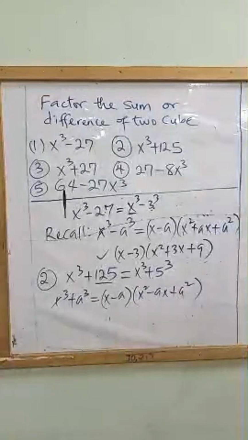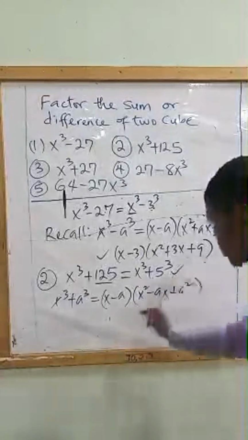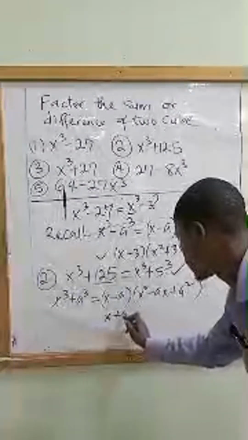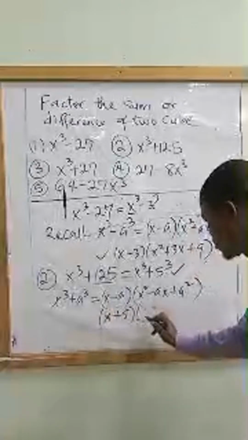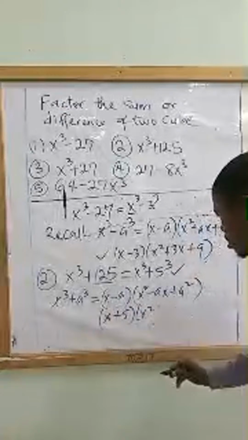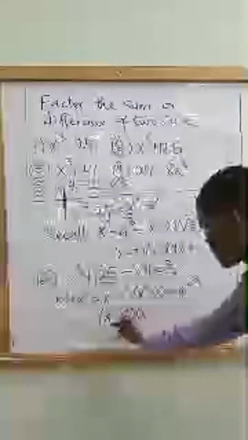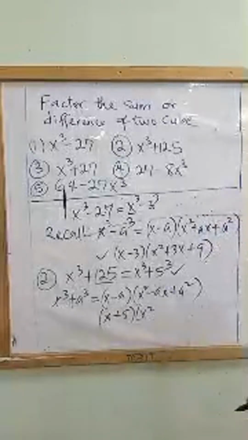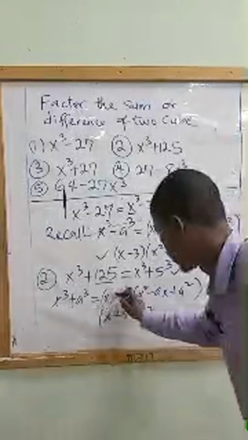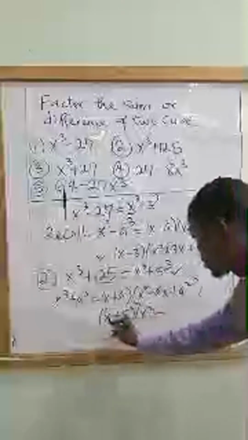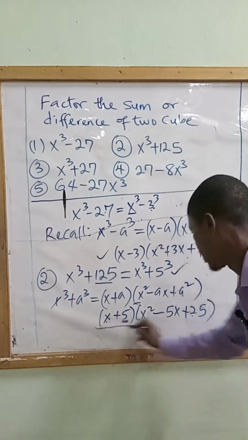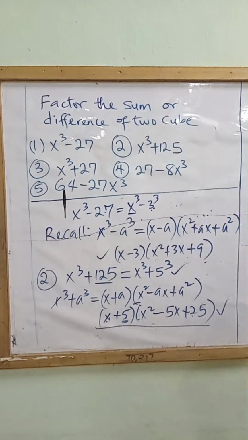Let's apply that to this one. Plus 5 times x squared. I don't want to create confusion here. If it's plus, you have plus here, and then you have minus here. So that will be minus this one times this one, that's 5x, and that finishes the solution for the second one.